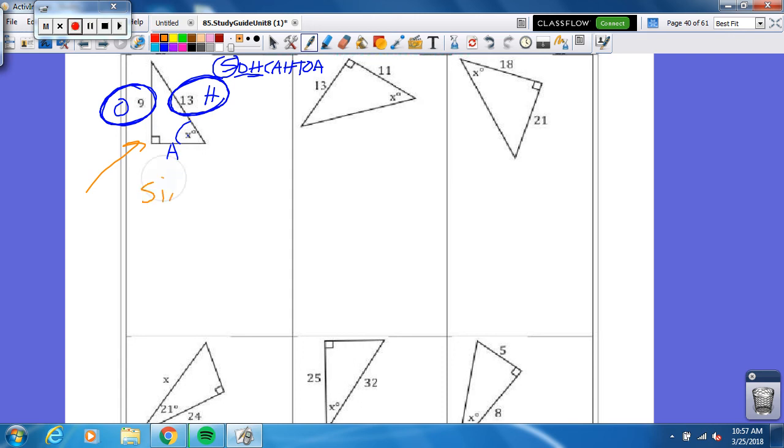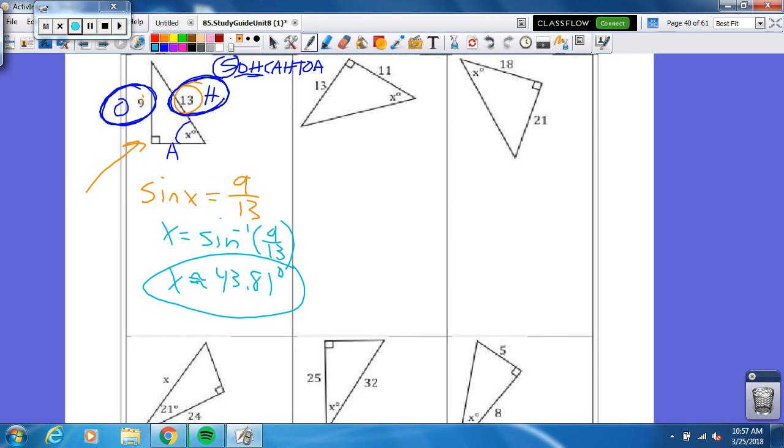So sine of x equals opposite, which is 9, over hypotenuse, which is 13. Then you rewrite: x equals inverse sine of 9/13. Hopefully you got that. Let's see if you got the final answer. Just like I did, 9 divided by 13, x equals about, I'm going to do a squiggly line because I'm going to round, 43.81 degrees.